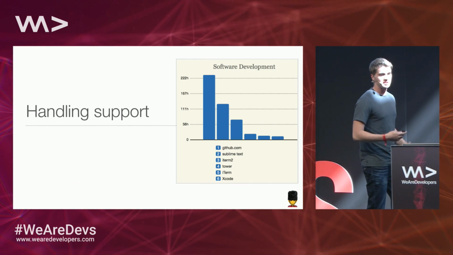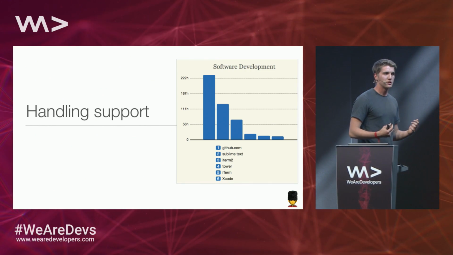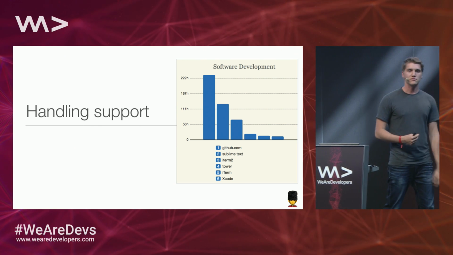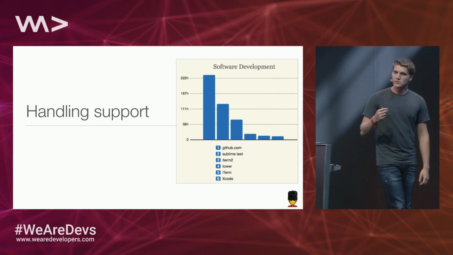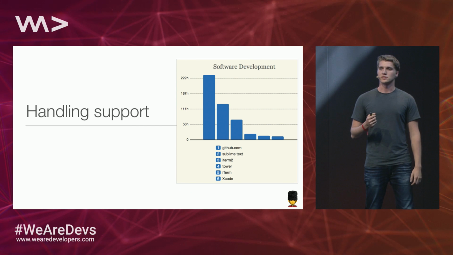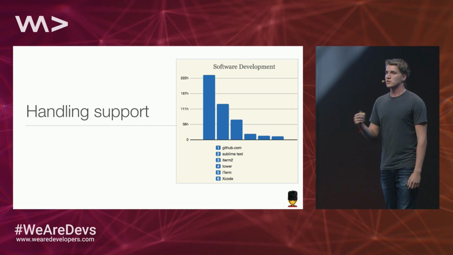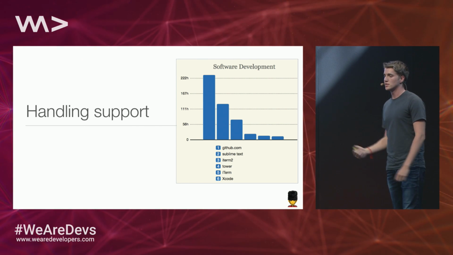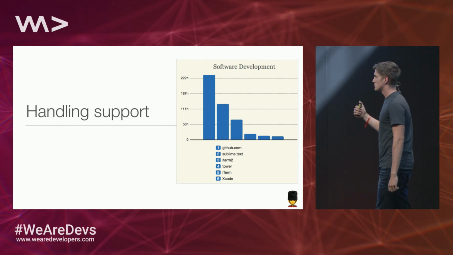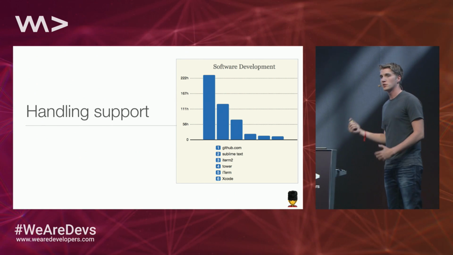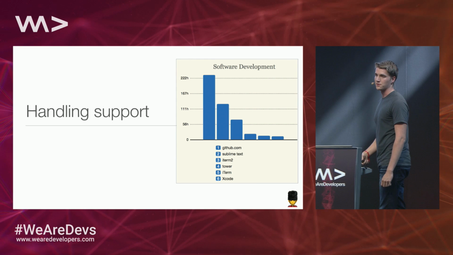And a big part of all of this is also handling support. Because once you have a few thousand active users of your software, you will realize that helping users takes more time than actually spending time in your text editor. So this graph shows that I spent twice as much time on GitHub than I did in my text editor.